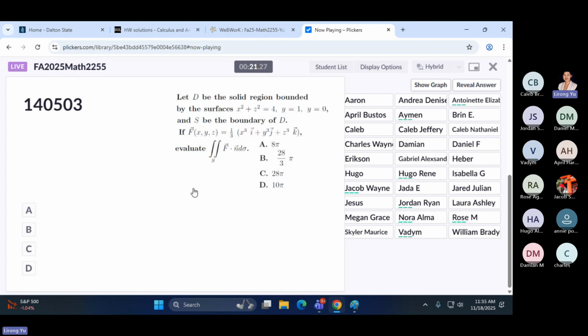cylinder x squared plus z squared equal to 4, with y equal to 1 and y equal to 0. S is the boundary of the cylinder. So S is the entire boundary, including the surface on the side and also the surface on the top and bottom, the boundary of the region. Therefore, this satisfies all the requirements for the divergence theorem.